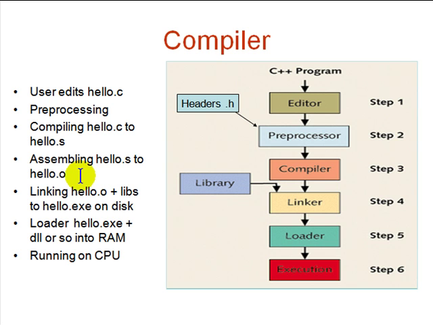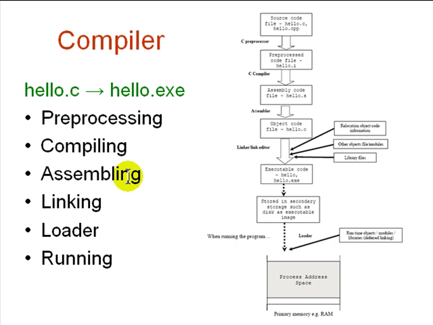on disk. Finally, the loader takes hello.exe plus the DLLs or the SO files and loads them in the computer RAM. And then the operating system runs it on the CPU. So let's look at the steps in more detail. So we have a source file, preprocessing, compiling, assembling, linking, loading, and running.